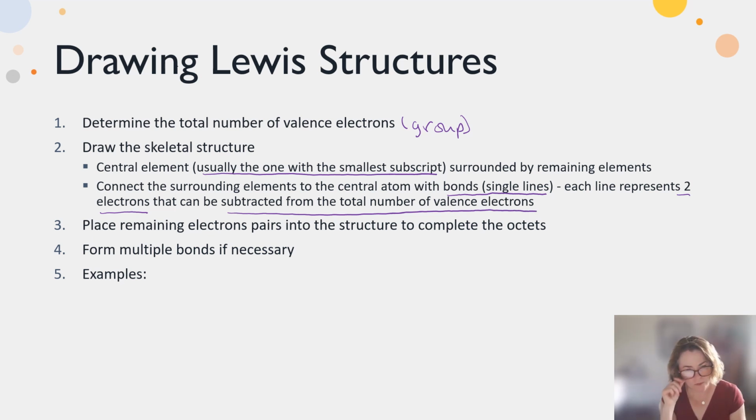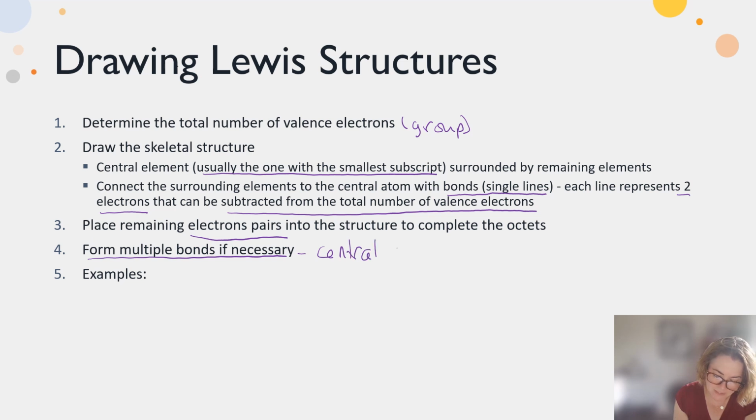I am then going to place any remaining electron pairs into the structure to complete the octet. And please make sure you keep these electrons paired. I always say the electrons never go anywhere by themselves. They're always going to go with another electron. So they're always paired up. There'll always be 2 of them. And then the last step, and this is where I see people make mistakes: only form multiple bonds if necessary. And this is usually when the central atom does not have a complete octet. Usually.